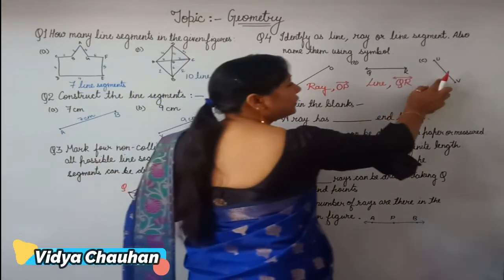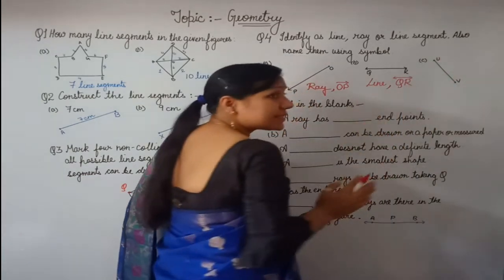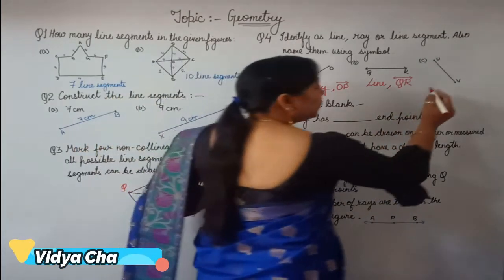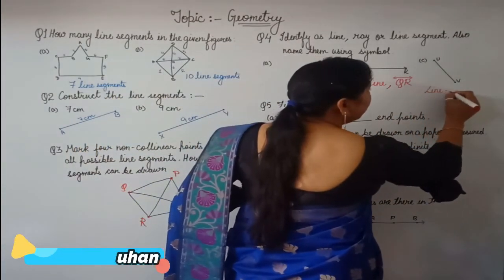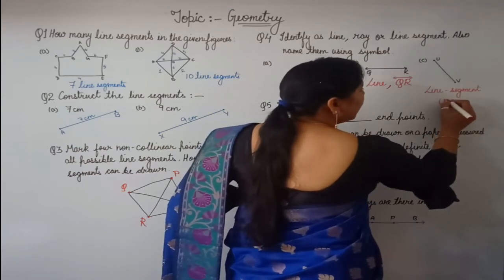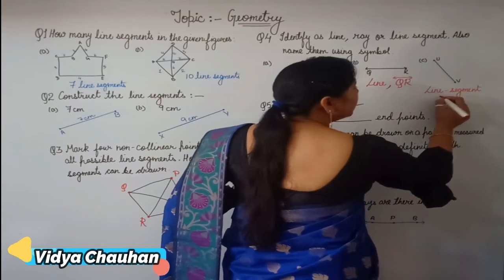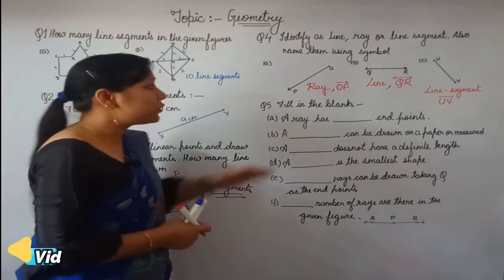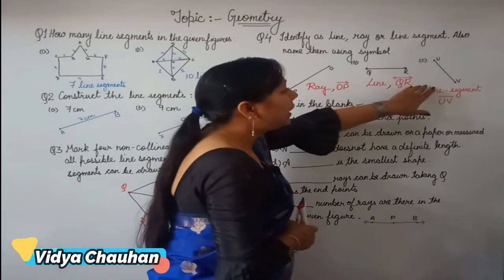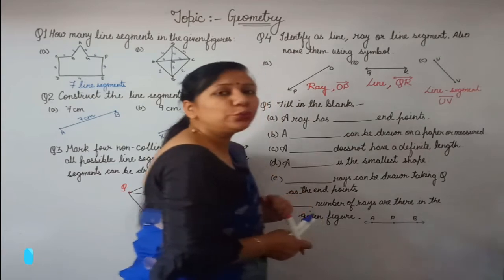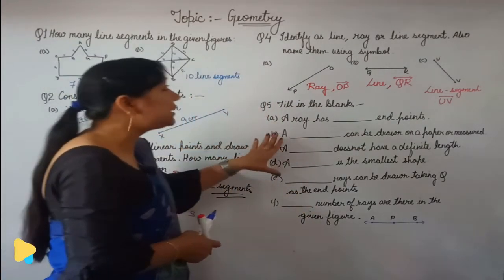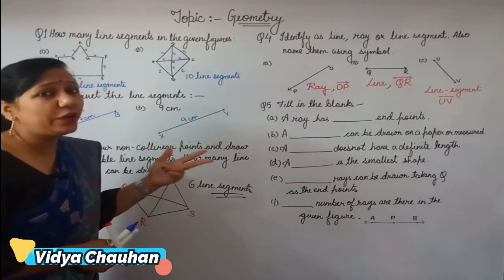Clear students? The third figure, in which both the end points are fixed, by putting the dots, or you can say points. So what is this figure? It is a line segment. And what is the name of this line segment? Line segment UV. So our first figure was a ray, ray OP. Second one is a line, line QR. And third is line segment UV. Understood?